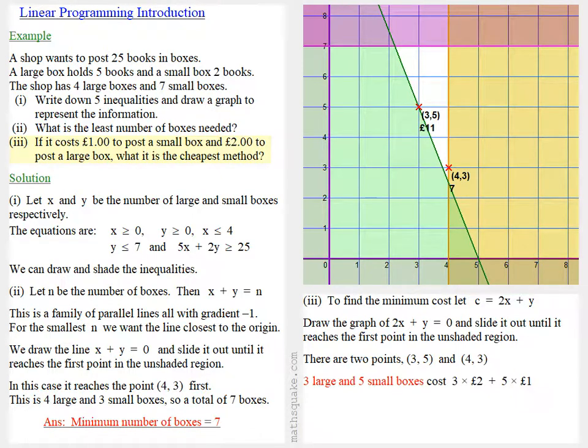Now 3 large boxes and 5 small boxes cost 3 times £2 plus 5 times £1, which is £11. And 4 large and 3 small boxes cost 4 times £2 plus 3 times £1, which is equal to £11. And so the minimum cost is £11.